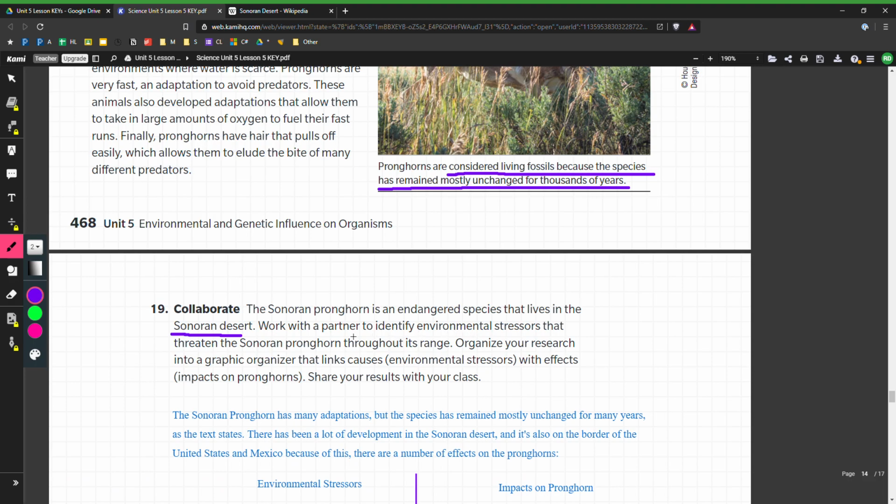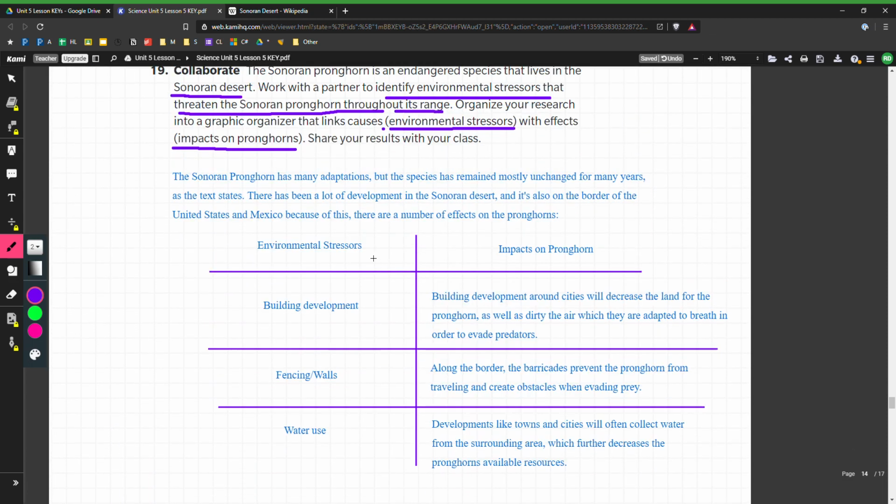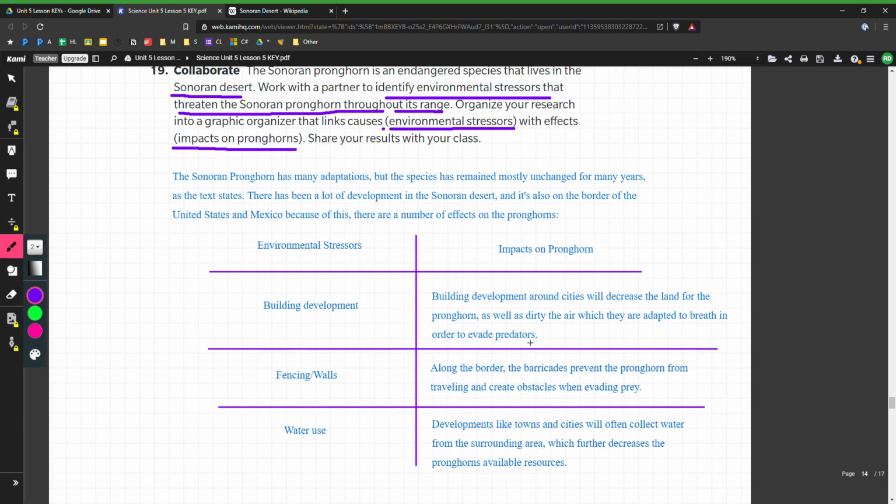And it was going to organize research into a graphic organizer that links environmental stressors, so things that are stressful for the animal and the environment, with impacts on the pronghorns. And it said we're trying to identify environmental stressors that threaten the Sonoran pronghorn throughout its range. So these are 3 things I came up with. One environmental stressor was building development. There are lots of cities, and in some areas in the Sonoran Desert there are major cities and towns, and those obviously get rid of the area for them to live on, and it also produces dirtier air.